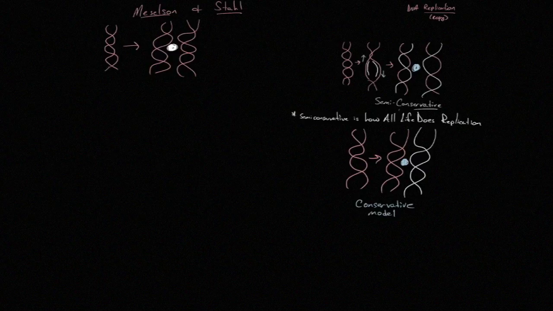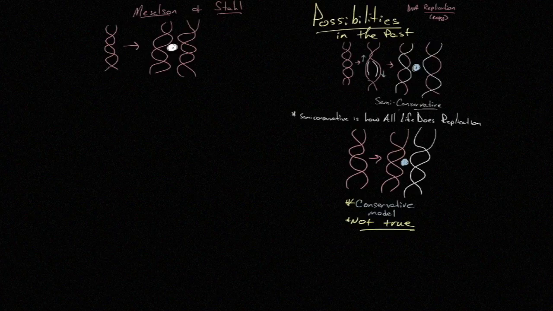So this was one. Let me write that down. Let me use a yellow and say these were possibilities in the past. This is no longer true. Conservative model, and I'm going to go ahead and put a little asterisk by it and say, not true. It's not the way it's done.